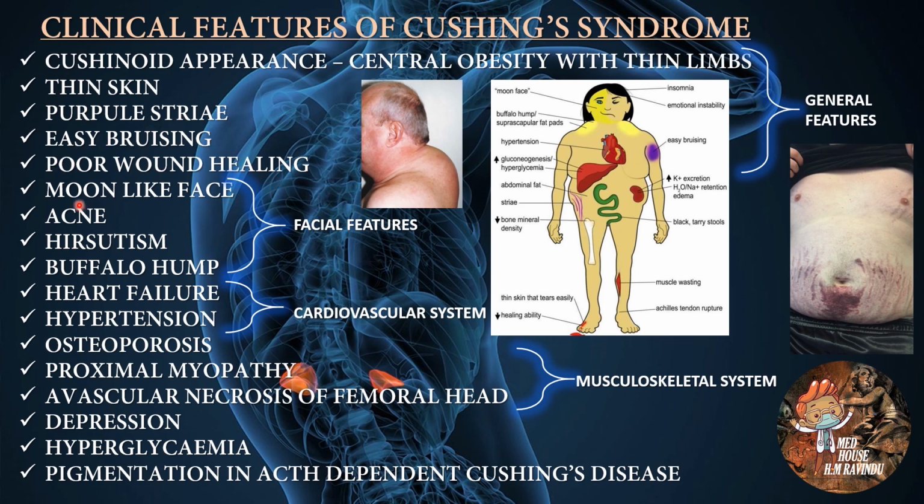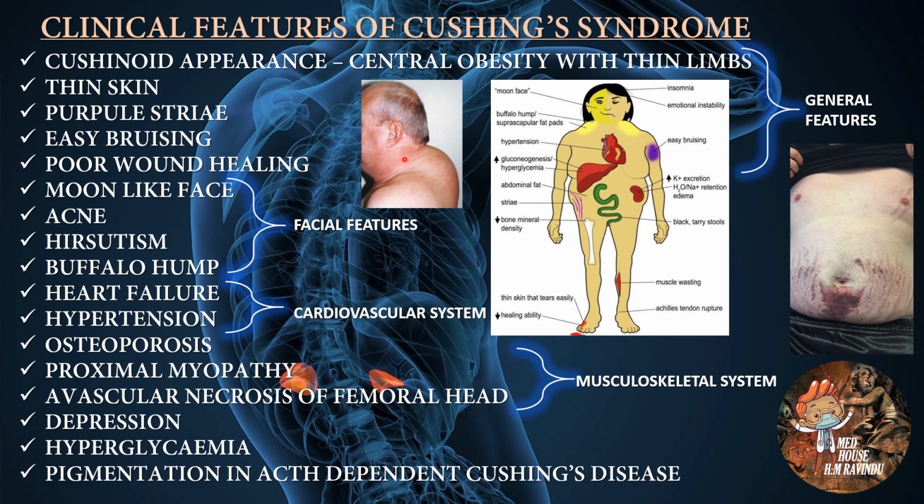Facial features are moon-like face, acne, hirsutism, and buffalo hump. Clinical features related to cardiovascular system are heart failure and hypertension. Clinical features related to musculoskeletal system are osteoporosis, proximal myopathy, avascular necrosis of femoral head. Also, we can see depression, hyperglycemia, and pigmentation in ACTH dependent Cushing's disease.